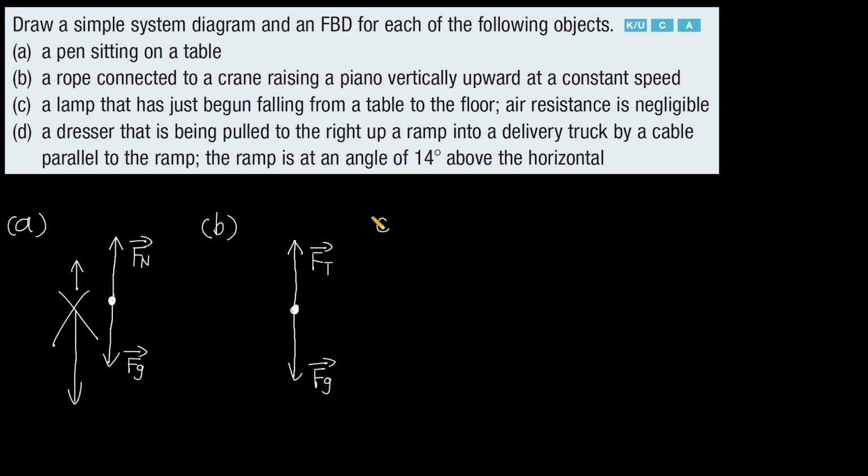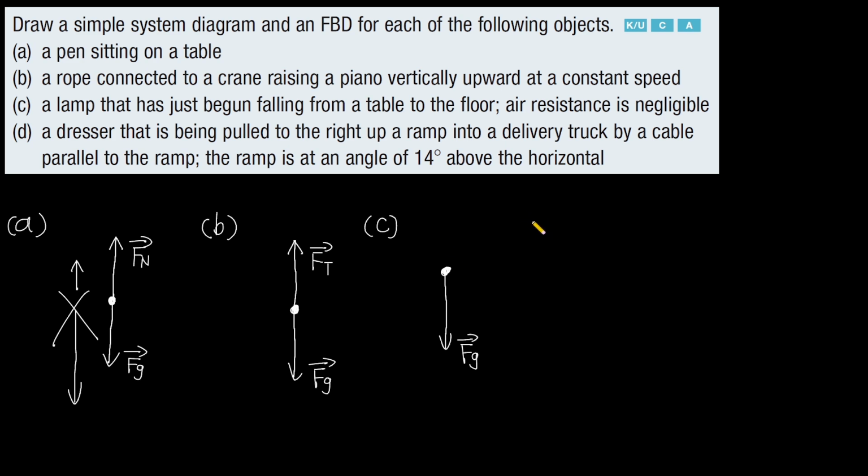And C, the lamp has just begun falling from the table. So here is the lamp, and this is the Earth's force of gravity on the lamp. So there is only one force on this lamp because it has fallen from the table. So there is no normal force of the table on the lamp.